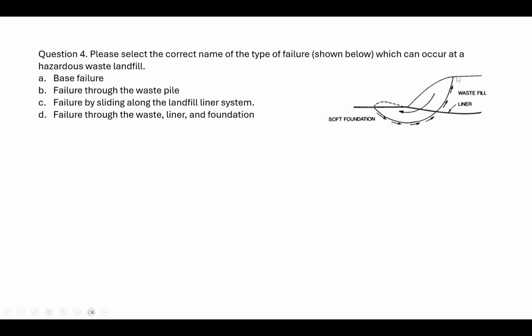So the waste fill has also failed, and we can also see that the foundation is soft. Because of the soft foundation, this failure has occurred. So here the failure is through the waste, liner and foundation. These three have failed because the foundation is soft, the liner has inclined, and the waste slope has failed. So the type of failure here is D, the failure through waste, liner and foundation.